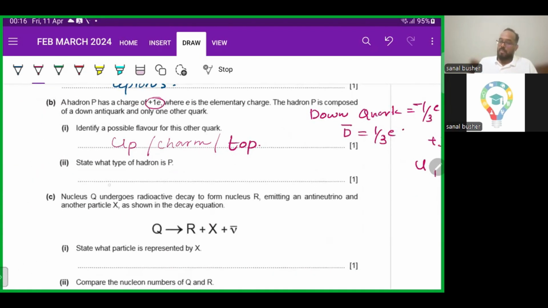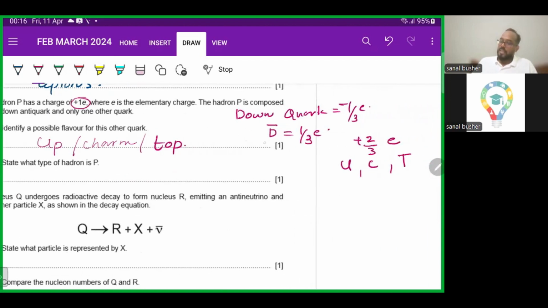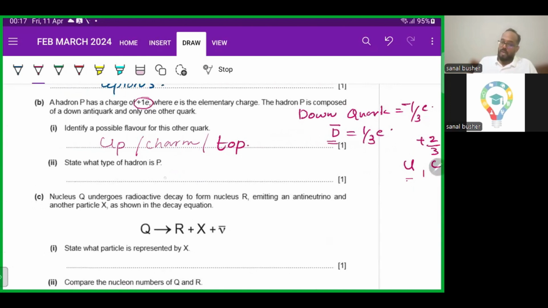Now state what type of hadron it is. So here you can see that one anti-quark and one quark are combined, right? When one anti-quark and one quark are combined, what is formed? Mesons are formed, okay? State what type of hadron this is. The hadron is a meson.